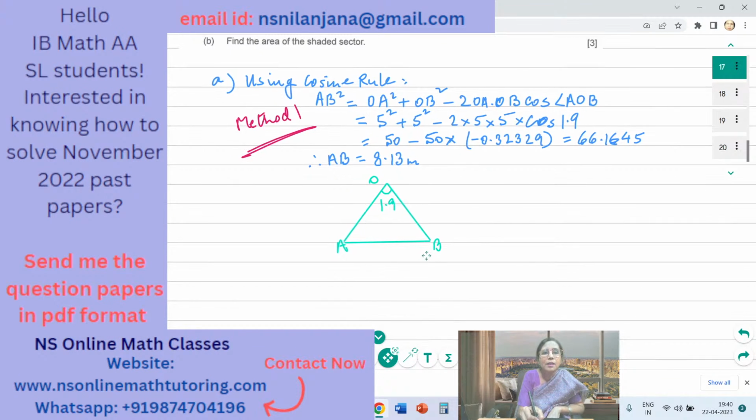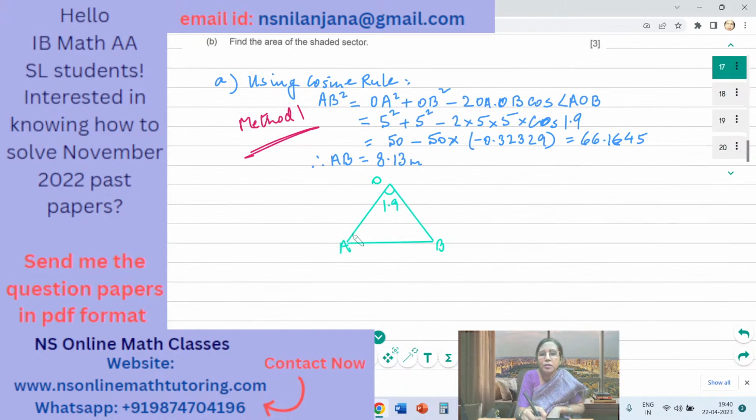And since the radius of the circle is 5 meters, this is 5, and this is also 5 meters. Okay. So now it is an isosceles triangle. Therefore, if I drop a perpendicular from the vertex onto the base, it will be touching the midpoint of the base. Okay? M is the midpoint of AB.